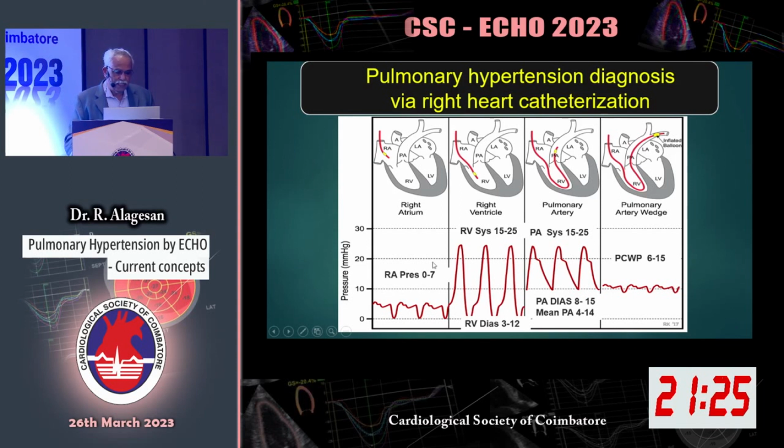Look at the normal pressures. The right atrial pressure is about 0 to 7. The right ventricular systolic pressure is about 15 to 25, and the diastolic pressure is about 3 to 12. The pulmonary systolic pressure is equal to RV systolic. The diastolic pressure is about 8 to 15. The mean is 4 to 14. The pulmonary capillary wedge pressure is about 6 to 15 millimeters of mercury. So here look at the mean pulmonary pressure, which we will be talking about again and again.